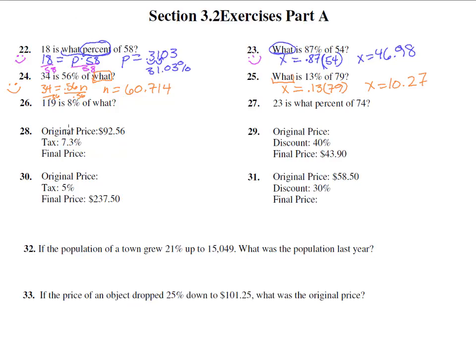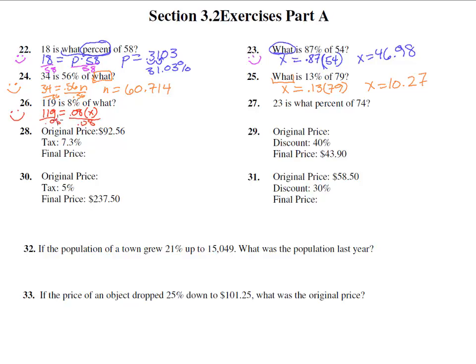Good. Number 26. 119 is 8% of what? 119 is 8%, 2 decimal places, that's 0.08 of what? We'll use an x this time. Ooh, how do we get x by itself? Well, we're in an equation. We know how to get x by itself. We divide by that 0.08.